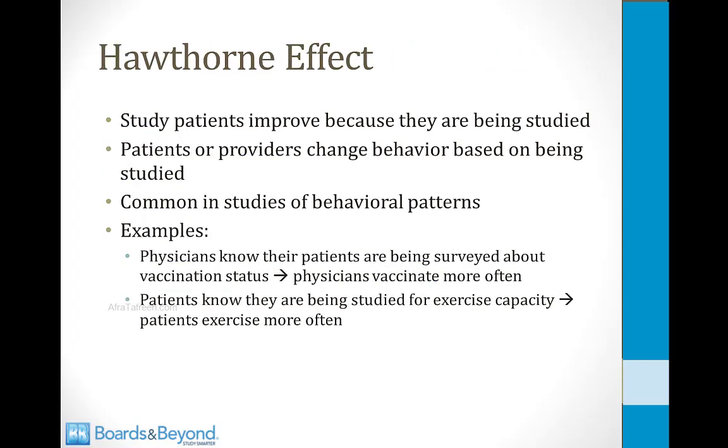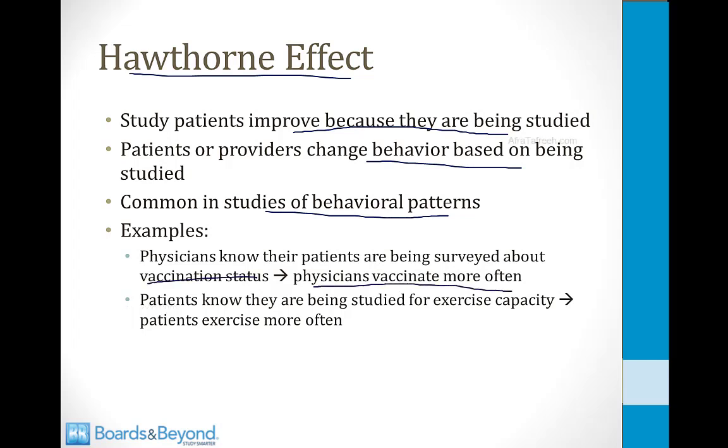The next type of bias is called the Hawthorne effect, and this is when study patients improve just because they are being studied. Often when patients are in a study or when providers know their patients are in a study, their behavior changes because they know they're being monitored. This is common in studies of behavioral patterns. For example, if physicians know their patients are being surveyed about their vaccination status, the physicians may vaccinate more often because they don't want the results to show that they weren't doing a good job of vaccinating. Another example is patients who know they're being studied for how much they exercise. They may exercise more often. These are both examples of the Hawthorne effect.